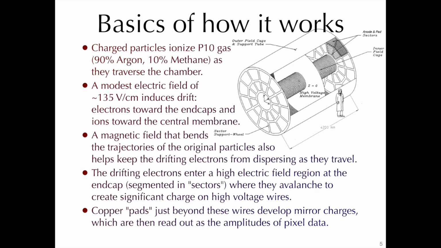And then once that voltage accumulates, it is seen by copper pads that are a little bit further out along the end cap, just a few millimeters beyond. These copper pads essentially develop a mirror charge to the charge that accumulated on the anode wires, and it's that mirror charge that is then read out, and it's pixelated. Individual pads essentially give us an individual pixel of data, and how much charge gives us an amplitude.